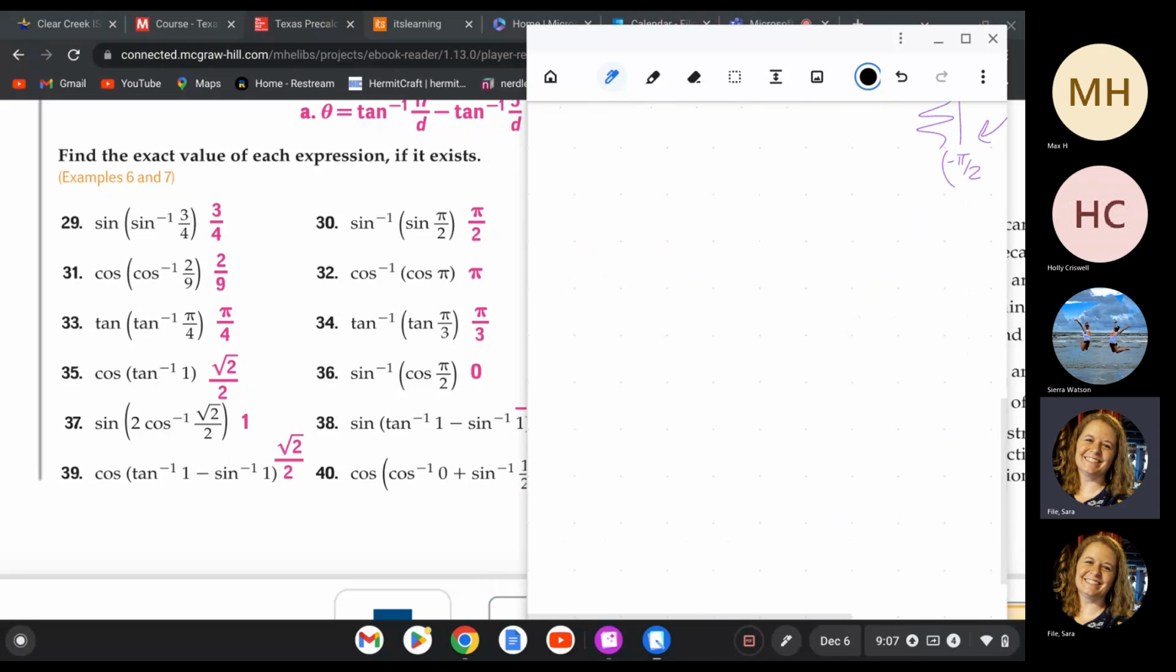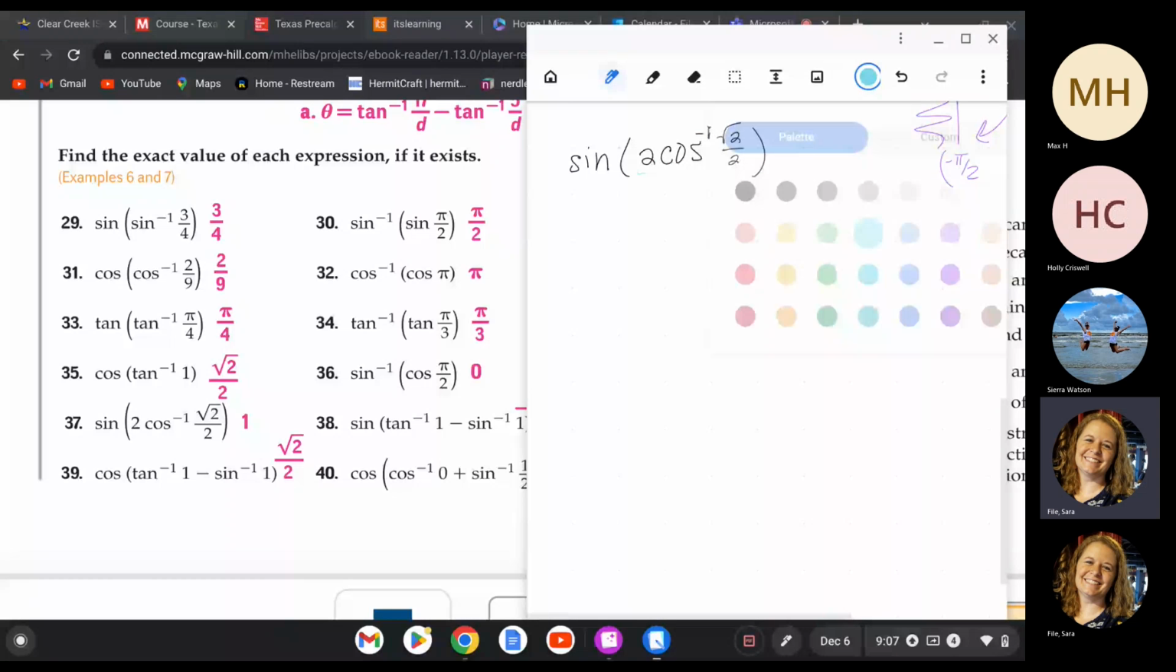All right, so on 37, we want to work inside out. We've got sine of 2 inverse cosine of root 2 over 2. When I say work inside out, I mean we're going to do this inner function first. We'll worry about this sine later. So we're going to focus on just what I boxed in. The first thing I'm going to do, this is multiplication.